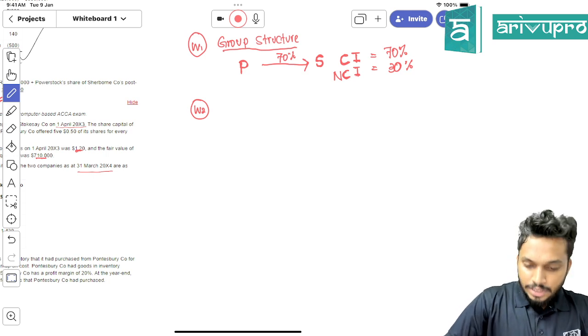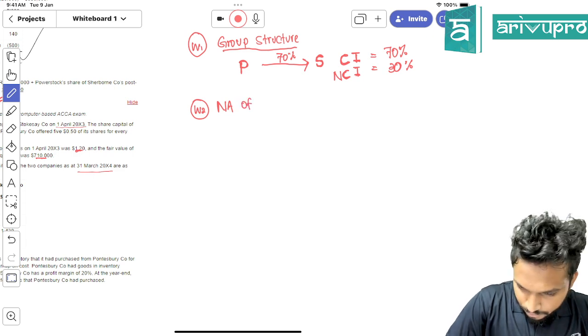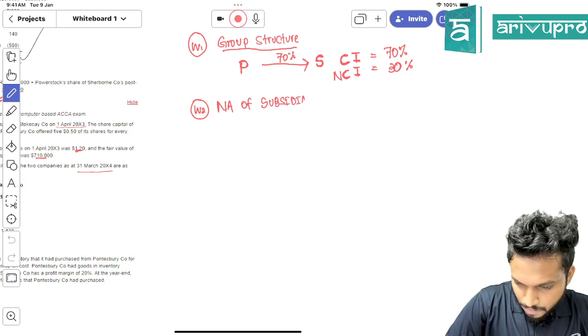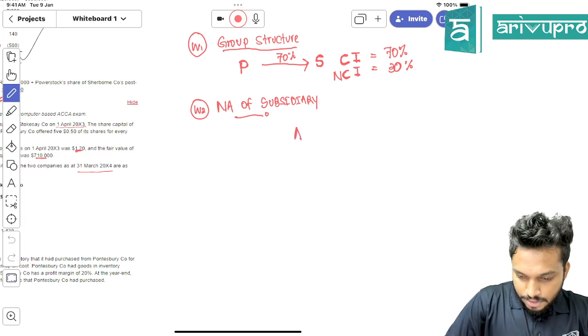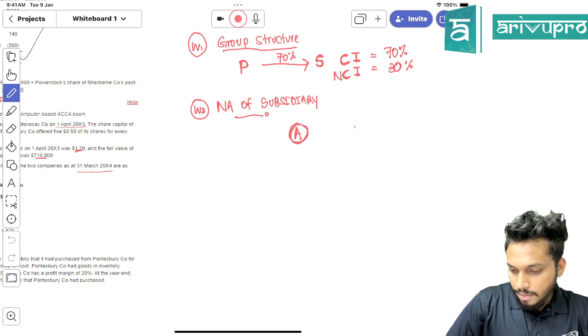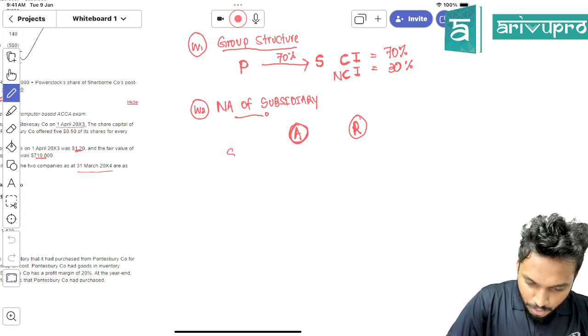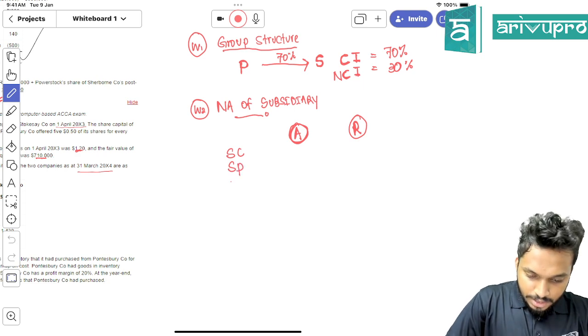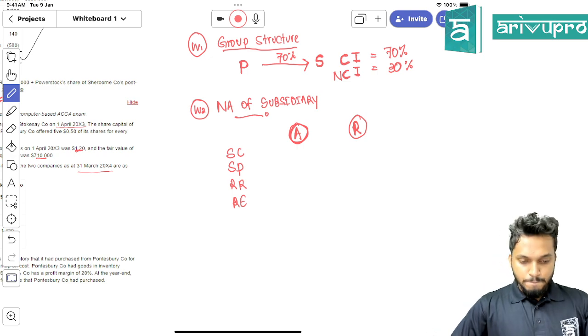What is your working 2? Net assets of the subsidiary. So at the acquisition date, how much? And at the reporting date, how much? You need to understand about the share capital, the share premium, the revaluation reserves and retained earnings.